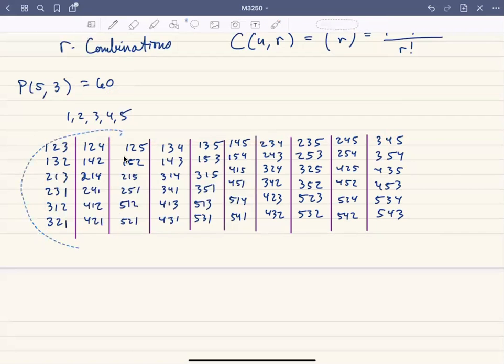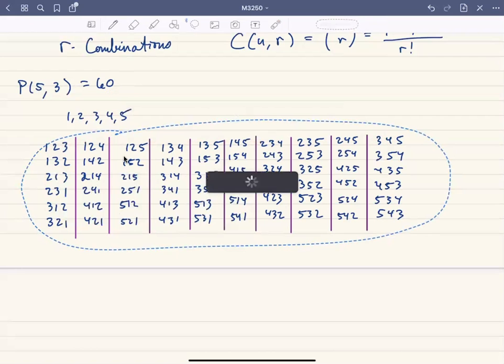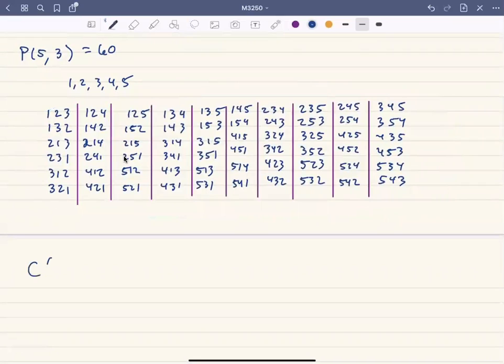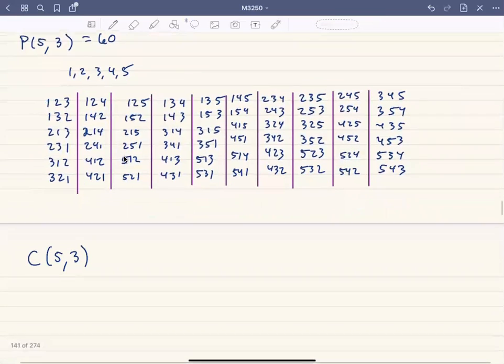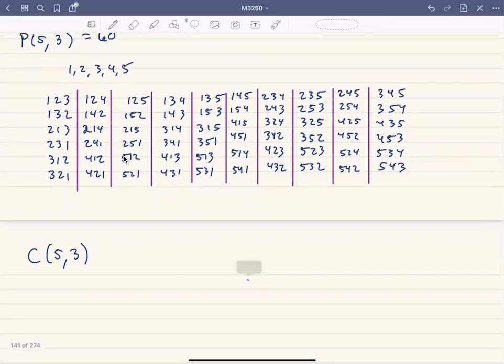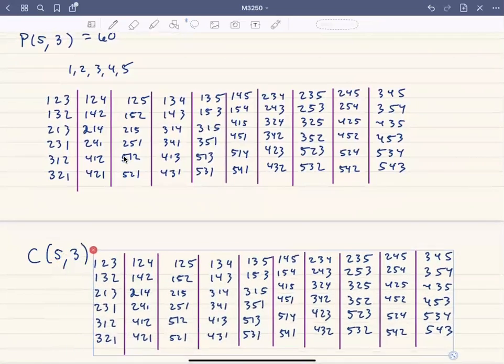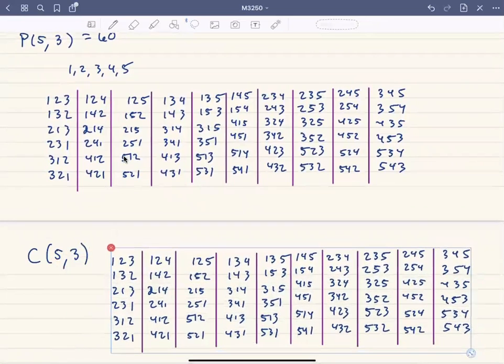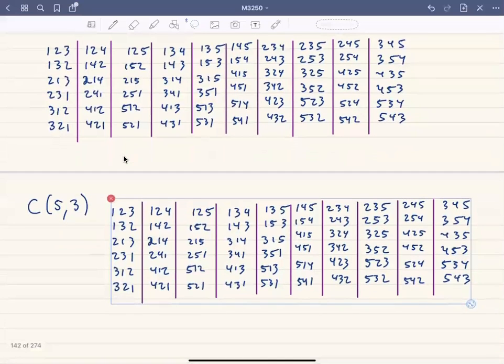Now, how many combinations can we make there? So let's think about what's 5 choose 3. Well, remember that with combinations, we don't care about the order that they're chosen. In other words, we don't care about the order that they're written down.